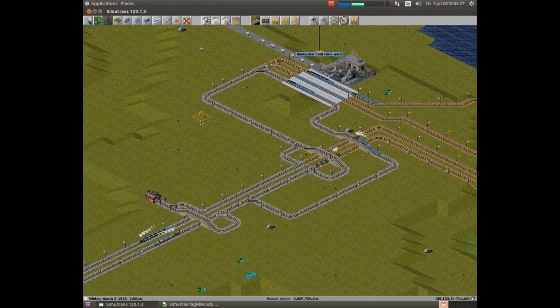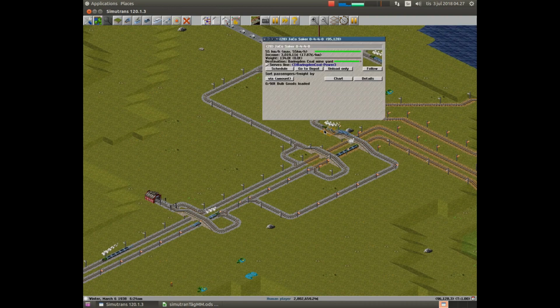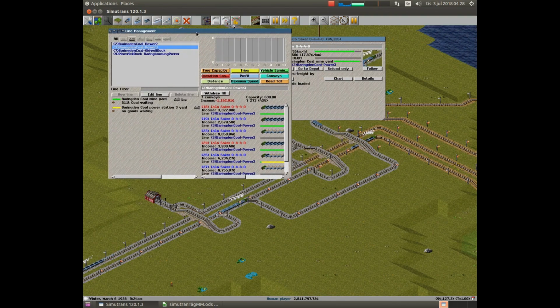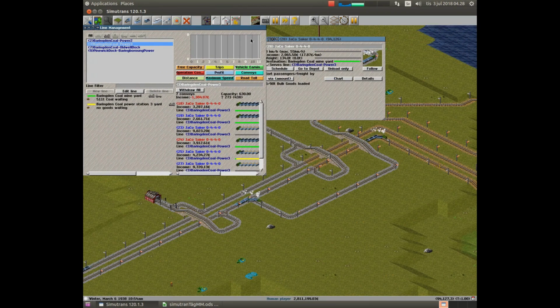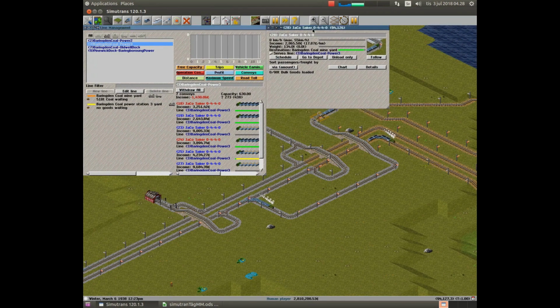However, there is a mathematical approach to this problem too. So you can simply calculate how many trains we need on this line based on the capacity, speed, and so on, on the line at the moment.